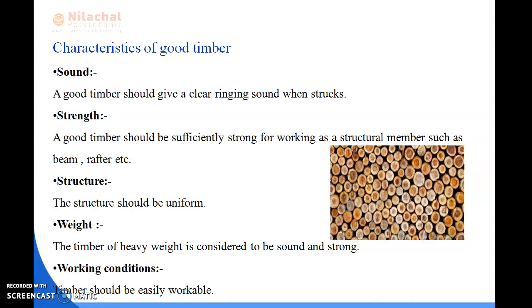Next is sound, a good timber should give a clear sound when struck with each other. Next is strength, a good timber should be sufficiently strong for working as a structural member such as beam, formwork, rafters, etc. And the structure of the timber should be uniform and of a proper shape and size. Timber of heavy weight is considered to be sound and strong. Last is working condition. The timber should be easily workable.